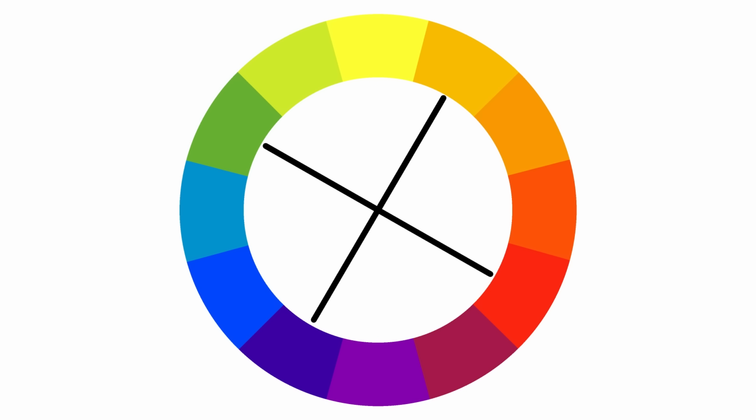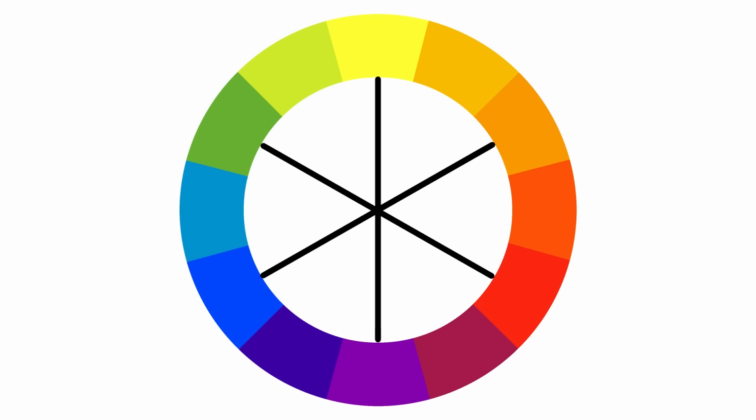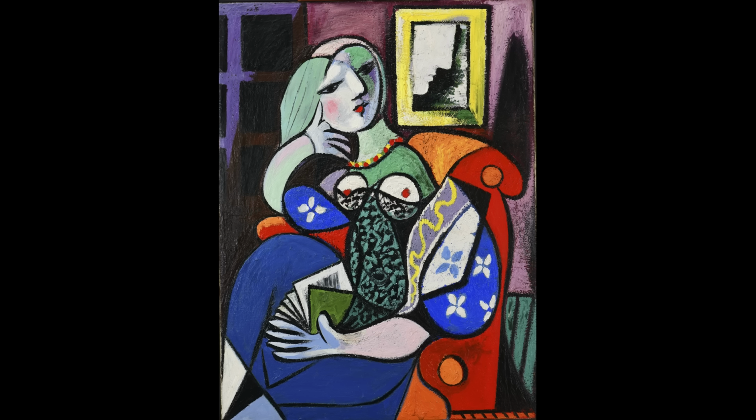We can of course balance more than one pair of complementary colors. In this painting by Gauguin, we see that red is balanced by green and violet by yellow. Of course, we could balance more than 2 pairs of complementaries. In this painting by Picasso, yellow balances violet, green balances red, and blue balances orange. That would be the easiest way to create color harmonies.